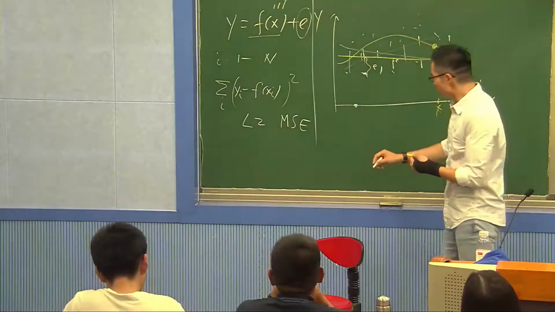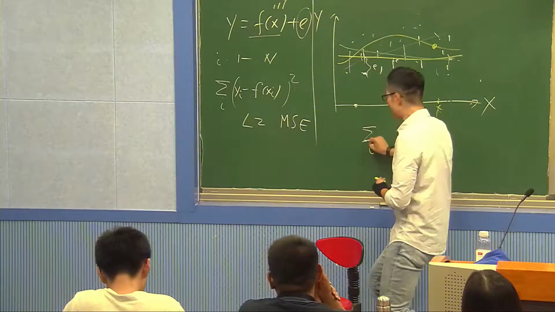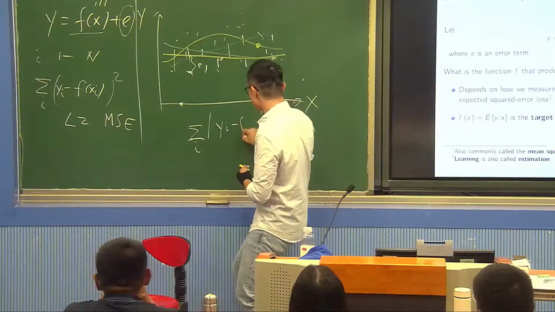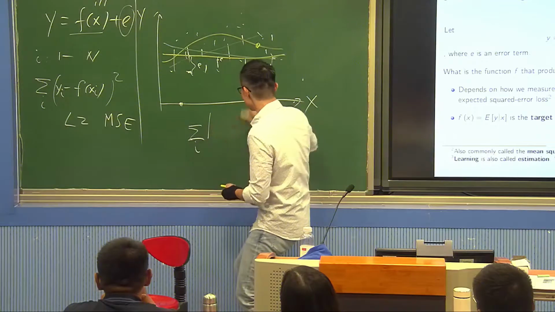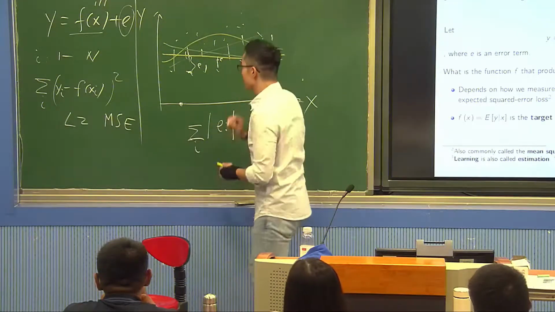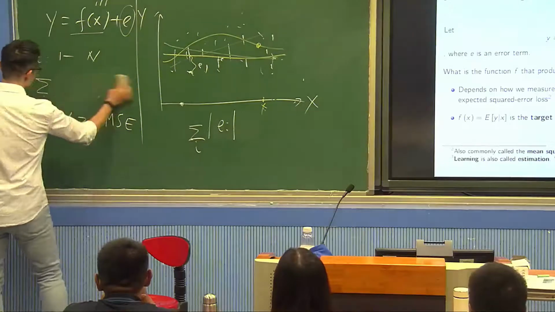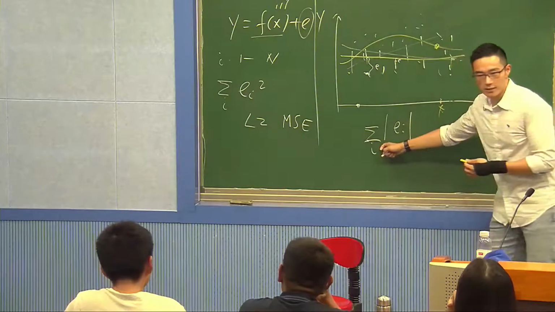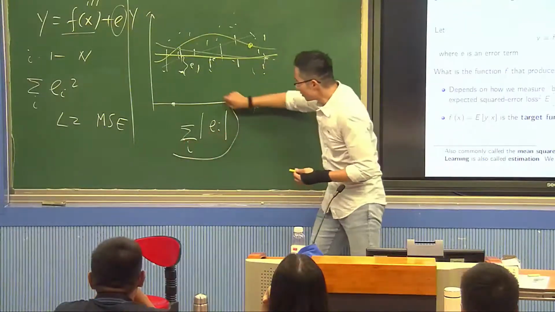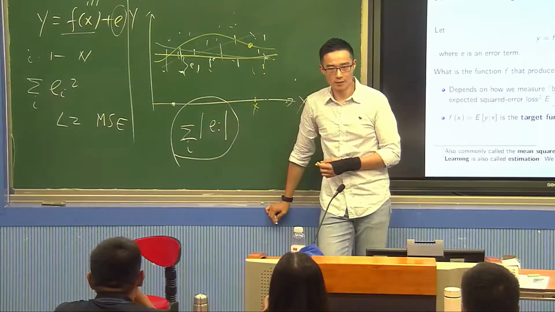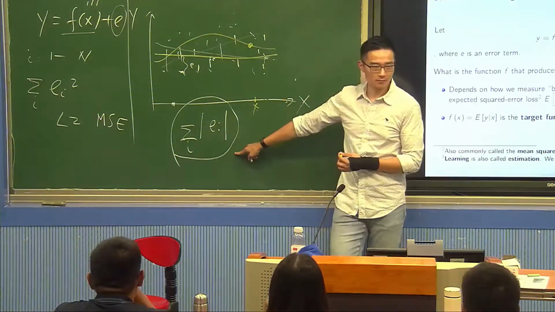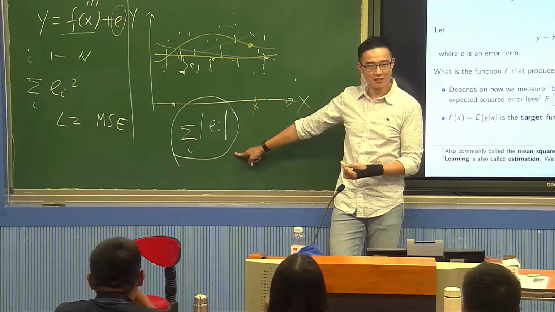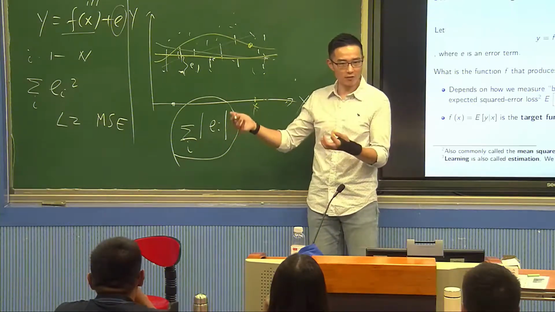Let me give you another definition, which is the summation over i of the absolute value of y_i minus f. Let me just write e_i. So I can write this as e_i squared, and I can write this as the absolute value of e_i. Can I use this one as a definition of error? Can I minimize this one? I can do that too. That's another definition of what we mean by best. If I minimize this one, that's also another definition of best.